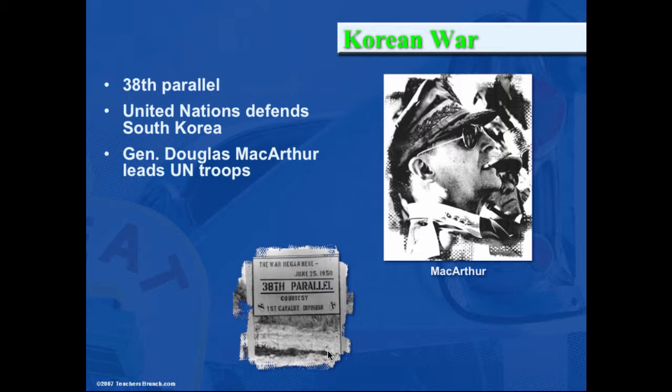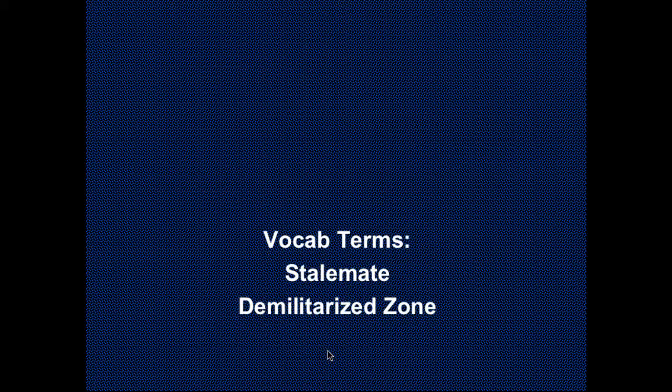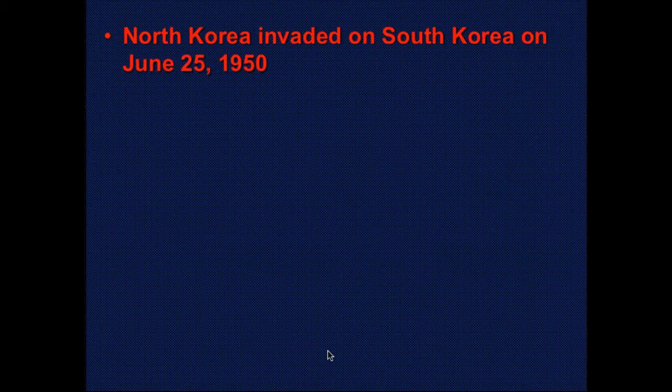China backed North Korea. The United States forces were led by General Douglas MacArthur, and when MacArthur wanted to continue to take the war into China, President Harry Truman refused and replaced him with Matthew Ridgway. Now, when we talk about the Korean War, two key terms that we need to discuss: stalemate and demilitarized zone. The beginning of the war, as I said, North invades South.